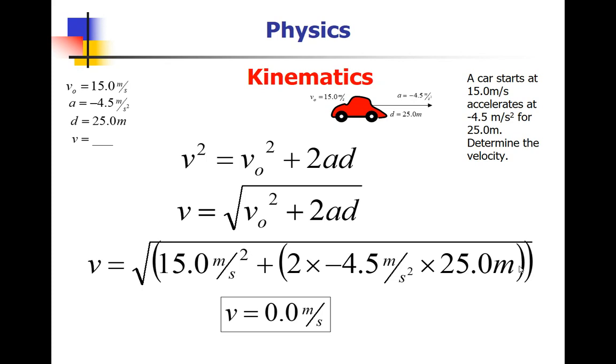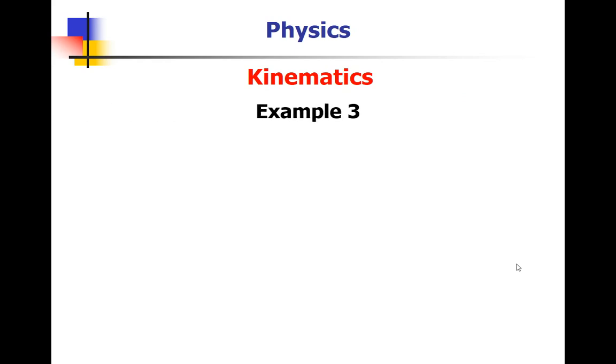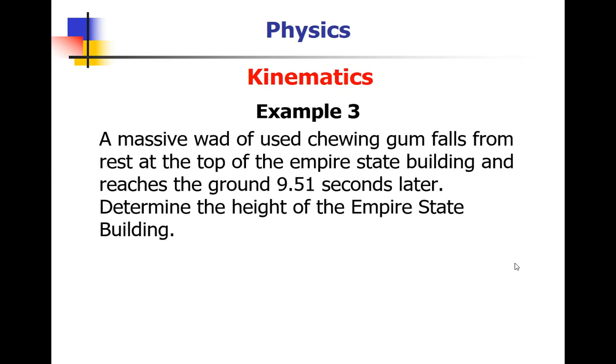Let's look at still another. The massive wad of chewing gum falls from the rest at the top of the Empire State Building and reaches the ground 9.51 seconds later. How tall is the Empire State Building?